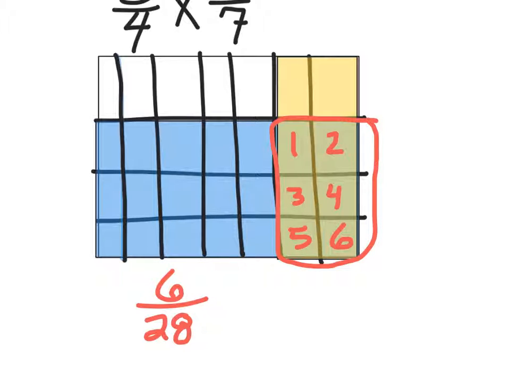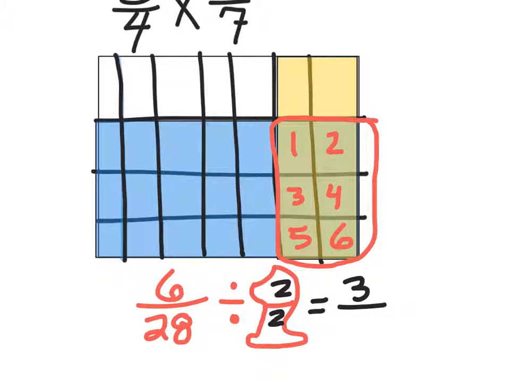Now, I do need to tell you, since both of these are even, we know that we can reduce this fraction, right? So I'm going to go ahead and divide this by the giant 1. And I happen to know that I can divide both of those by 2. So I'm going to divide by the giant 1 of 2 over 2. And 6 divided by 2 is going to give me 3. And 28 divided by 2 is going to give me 14. And 3/14 is your simplified answer.